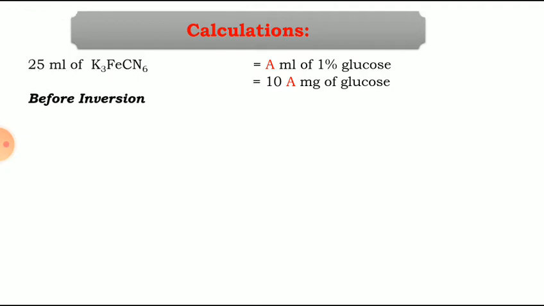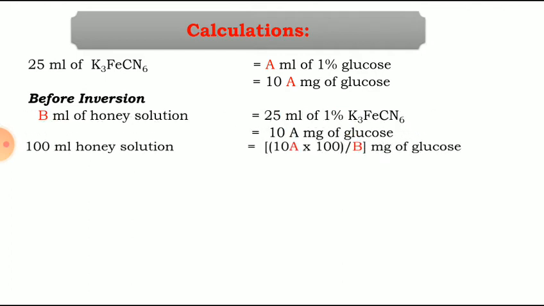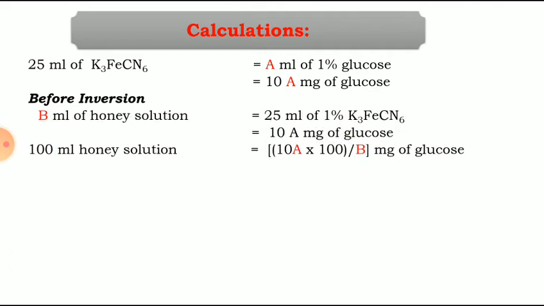Then before inversion, B ml of honey solution contains 25 ml of 1% K3FeCN6. Okay, so 10 into A milligram of glucose. Then 100 ml of honey solution contains 10 into A into 100 by B, which gives milligram of glucose. When we put the values of A and B into this, we will get that much milligram of glucose present in the 100 ml honey solution. That will be the m gram of glucose.